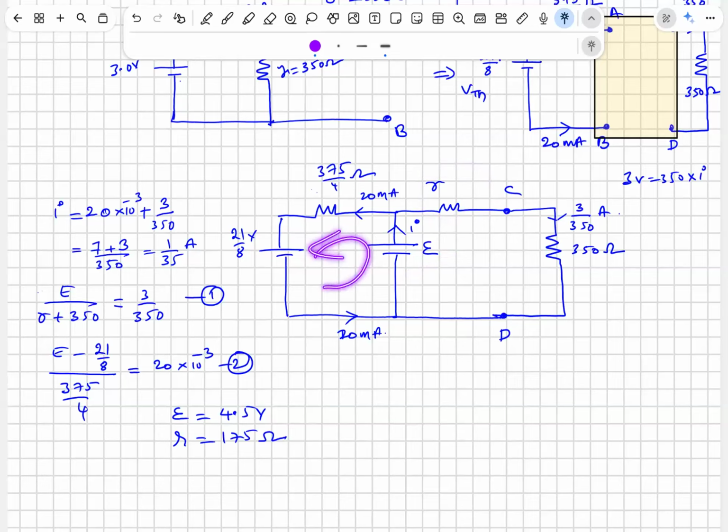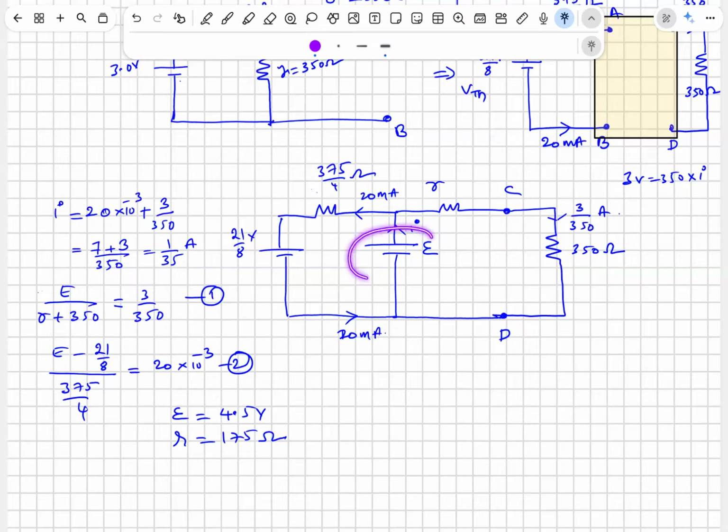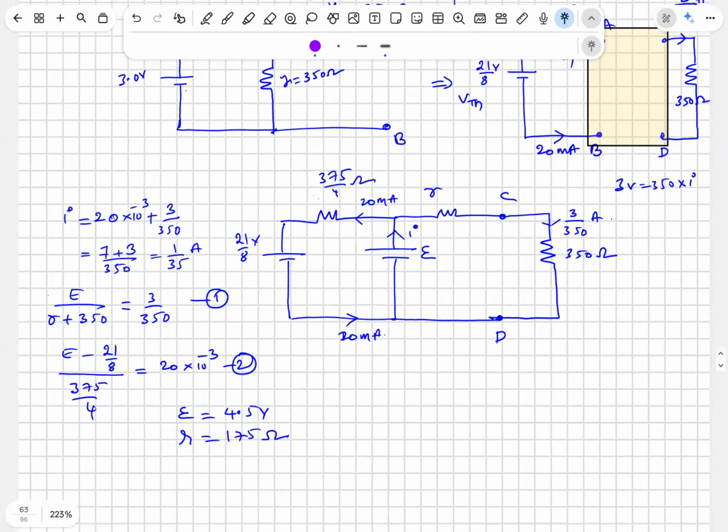Now take the left hand side Kirchhoff law. What is happening on the right hand side? E by small r plus 350 is 3 by 350. I know that. Now come to the left hand side. E minus 21 by 8 is the source. E minus 21 by 8 divided by the resistance 375 by 4 is the current, 20 milliamp. So I have 2 equations and 2 unknowns. Solve. That's all.